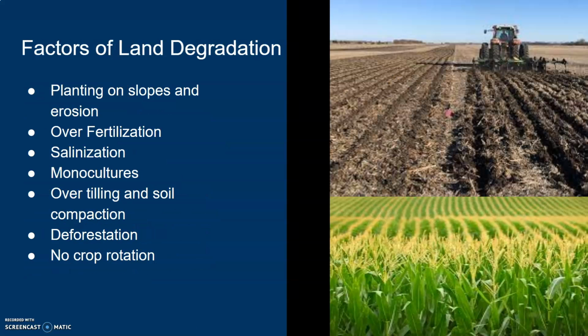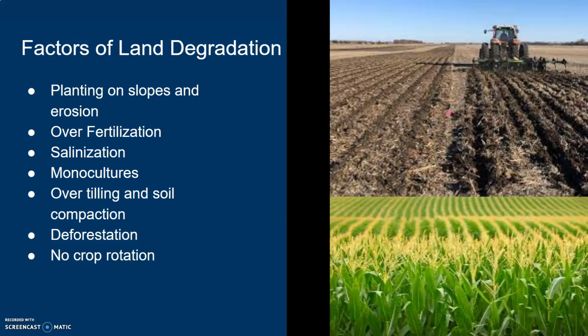So let's take a look at some of the factors of land degradation. So we understand this is an all-encompassing issue, right? So you're going to see a lot of other things fall under the scope of land degradation, and that includes planting on slopes and erosion, over fertilization, salinization, monocultures, overtilling and soil compaction, deforestation, and lack of crop rotation.